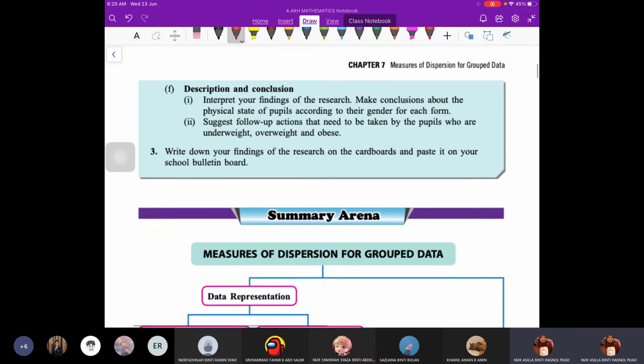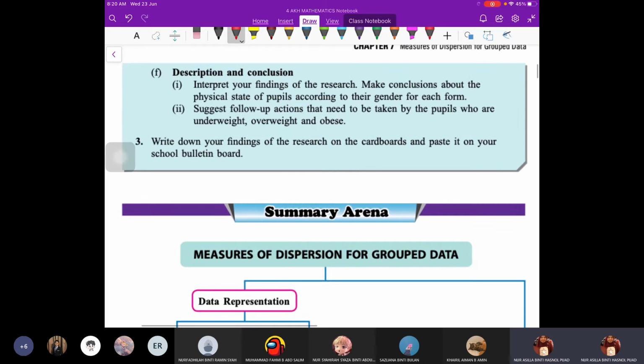Alright. So finally ni yang paling penting. Description and conclusion. So you interpret your findings. So kat sini ada lelaki dan perempuan. So daripada situ, interpret ni adalah you kena bagi tahu. Saya kira variance ataupun standard deviation dapat ni value. These values. Okay. And then I kira mean, I get this value.